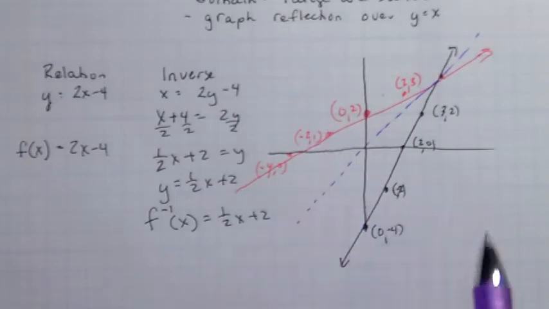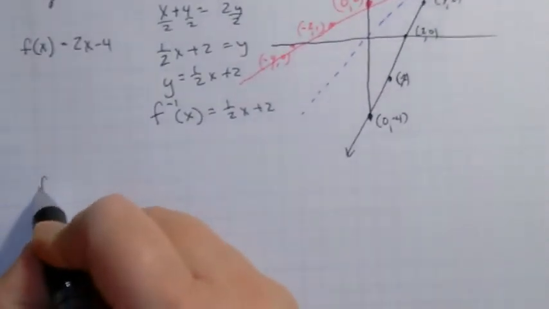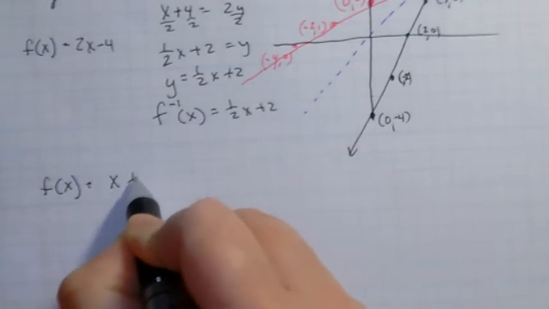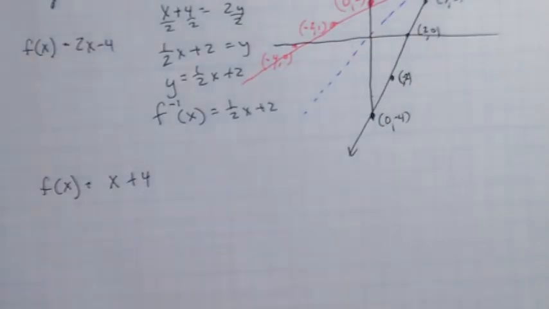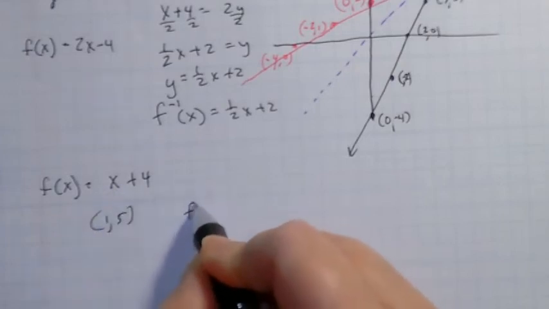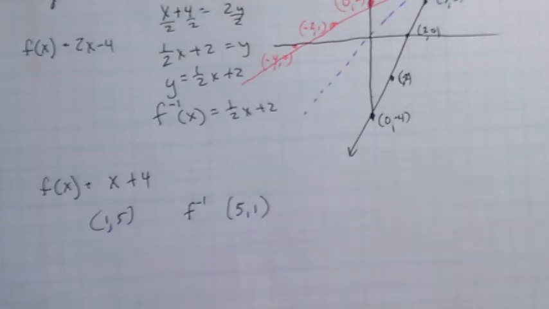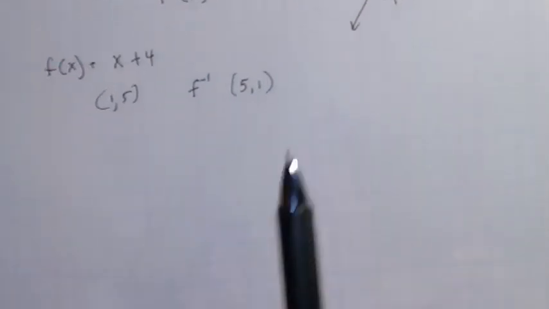So notice every point on the function and on the inverse of the function has the x value and the y value switched. So let's say I knew that I had a function that was x plus 4. Well, if the point 1, 5 is on this, then I would know that on the inverse of that particular function, I would have the point 5, 1. Because you'll always have the x and the y switched when they're inverse functions. All right, let's do another one where we have to find the inverse.